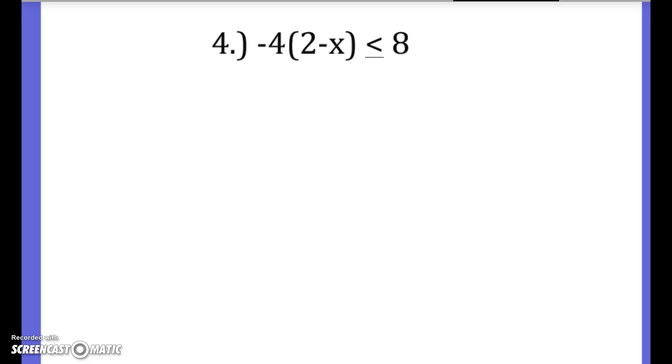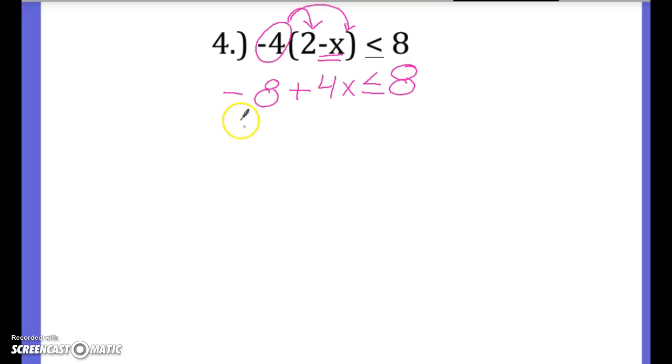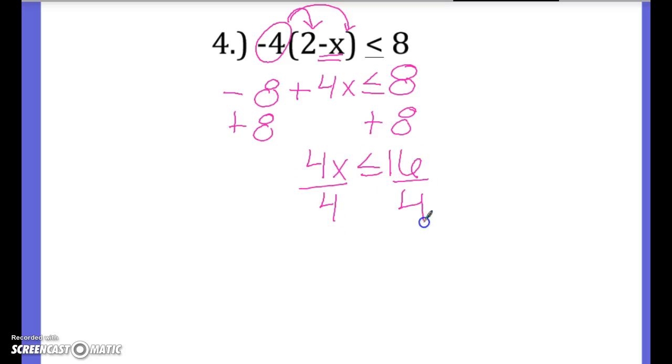Number 4, yay, we get to do some distribution. Negative 4 times positive 2 is a negative 8. Negative 4 times a negative 6 is a positive 4x, is all less than or equal to 8. Well, now we can just add 8 to both sides. And we have positive 4x is less than or equal to 16. Divide both sides by 4, and you get x is less than or equal to 4.